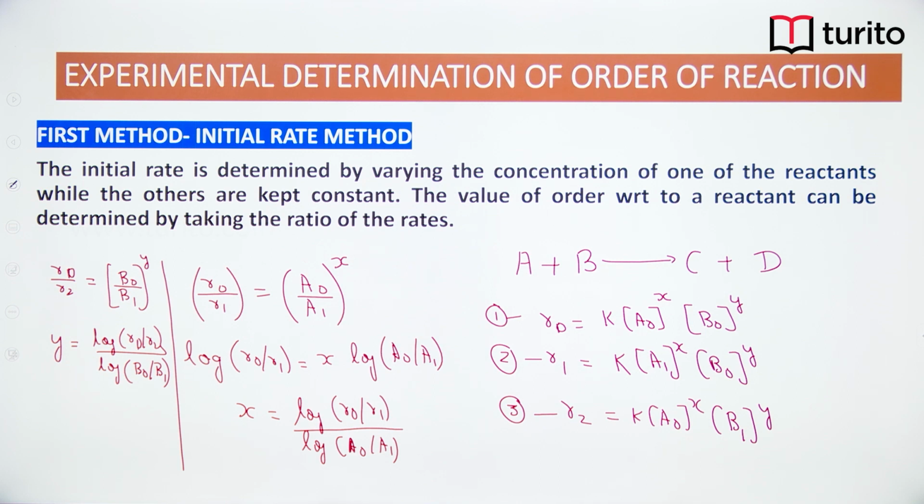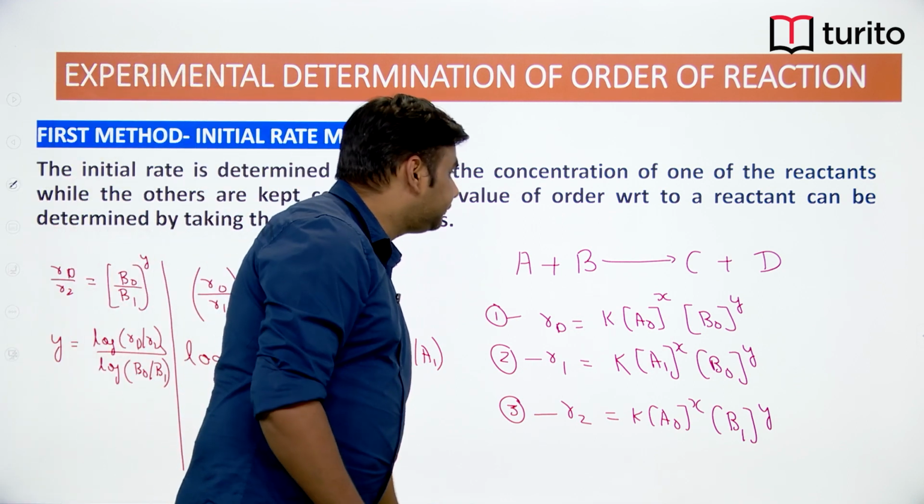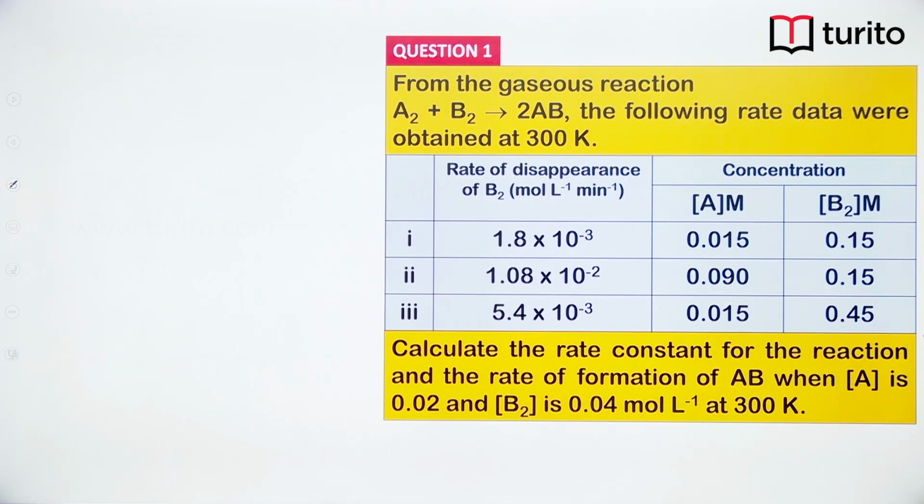One of the terms gets cancelled out, and we can find the order with respect to the other reactant. Similarly, we can repeat it for the other reactant and calculate the order with respect to that reactant as well. So this is a very basic method. Now let's look at some questions on it.